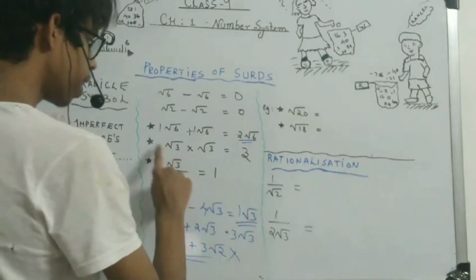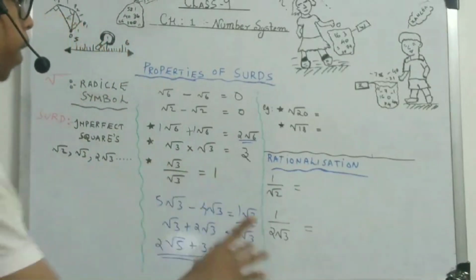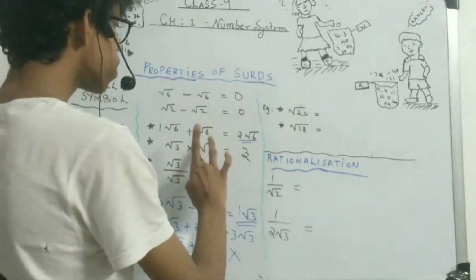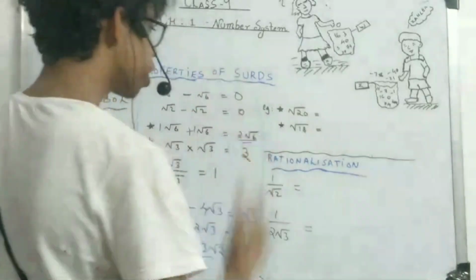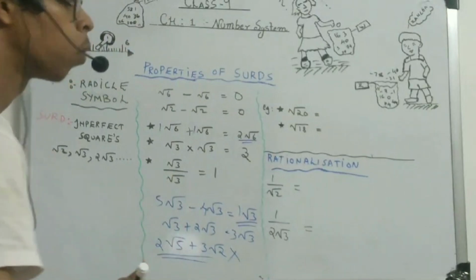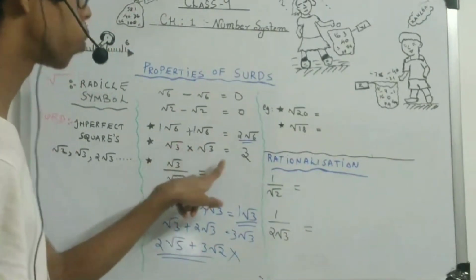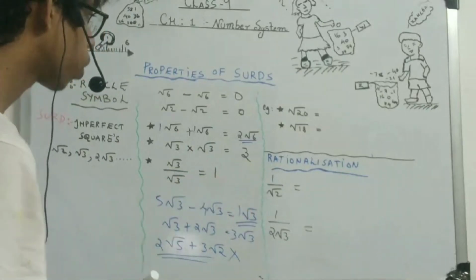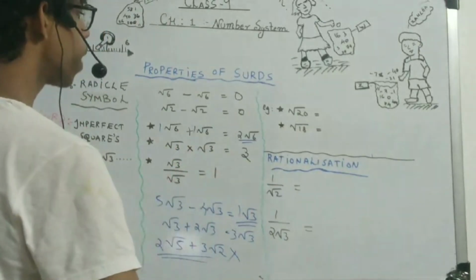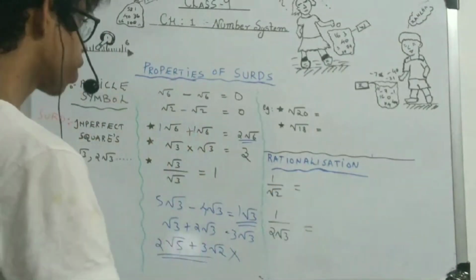Now just see the next step, that is root 3 into root 3. If you are multiplying two similar roots, the root symbol will cancel off, and whatever is inside that root will come as the answer. So if I say root 2 into root 2, what will be the answer? 2. Root 3 into root 3, the answer will be 3. Whenever two surds which are the same are multiplied with each other, we will get whatever is inside that surd.